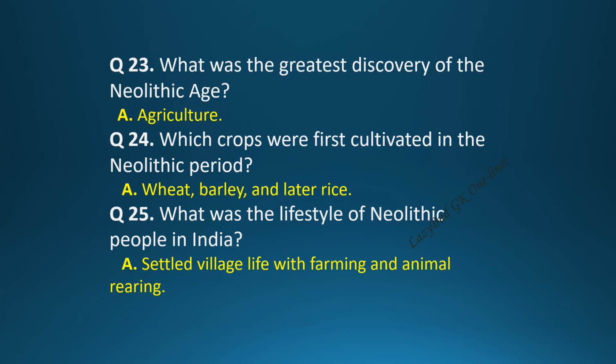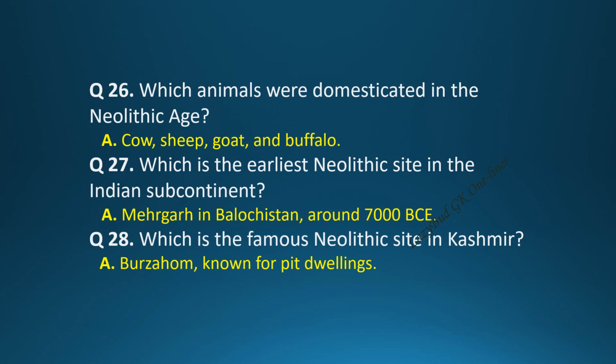Question 25. What was the lifestyle of Neolithic people in India? Answer: settled village life with farming and animal rearing. Question 26. Which animals were domesticated in the Neolithic age? Answer: cow, sheep, goat, and buffalo.